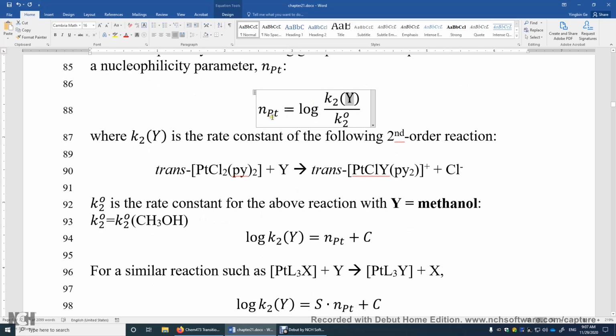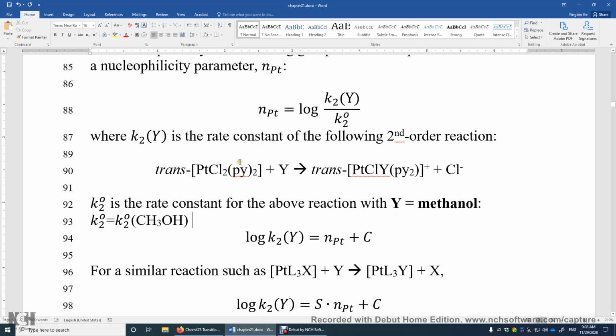So again, this N sub Pt is just relatively how fast this Y can be bonded to this platinum transition metal center in this complex relative to methanol. And it's the logarithm of the ratio. And because of this equation, we can easily tell the logarithm of k2 of Y is simply N sub Pt plus the logarithm of this k2 of methanol. Right? So we can rewrite this equation, and we'll see this logarithm of k2 of methanol can be expressed as a constant. So it's just constant C here.